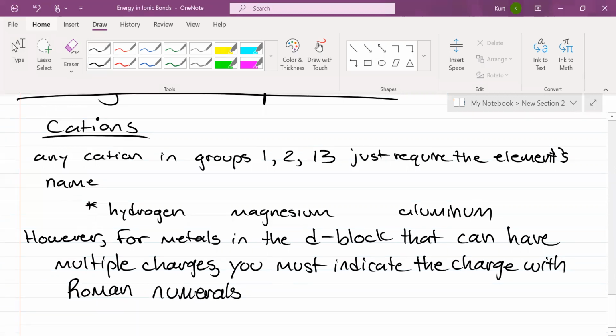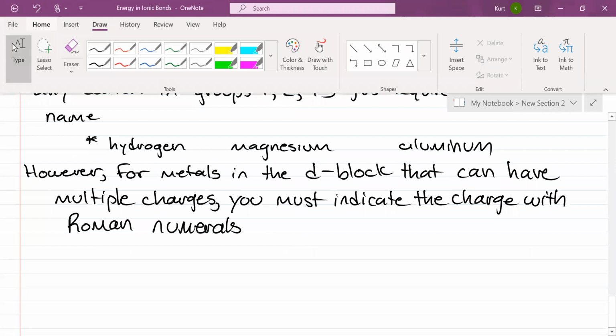All right, when you have metals in the D block that have multiple charges, you must indicate the charge with Roman numerals. You do not have to use Roman numerals for group 1, group 2, or group 13 elements. It's not necessary. Everything in group 1 will always be positive 1. Always. You don't need to make a special notice there.